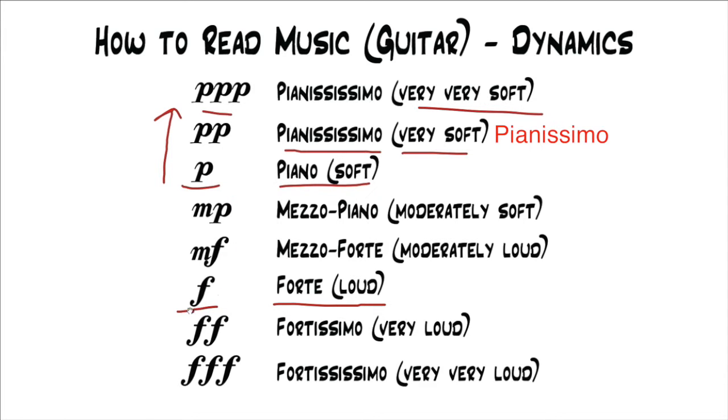And then if you go from F, from forte, two F's means fortissimo, which means very loud. FFF means fortissimo, which means very, very loud. So you can see if you just add more F's, you're making it louder.